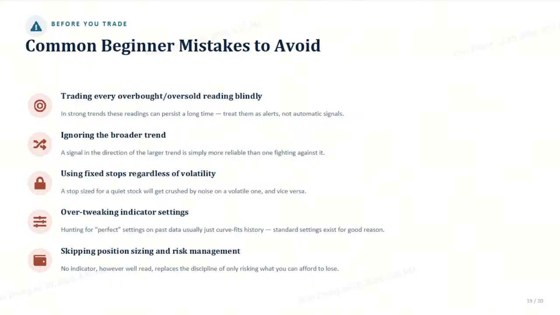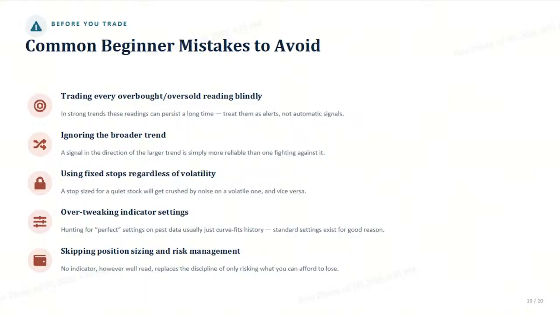Before we wrap up, let's go through the mistakes I see beginners make most often with these 2 indicators, so you can sidestep them. Number 1. Trading every single overbought or oversold reading as an automatic signal. As we discussed, in strong trends, these readings can persist for a long time, and acting on every one will put you on the wrong side of major moves.